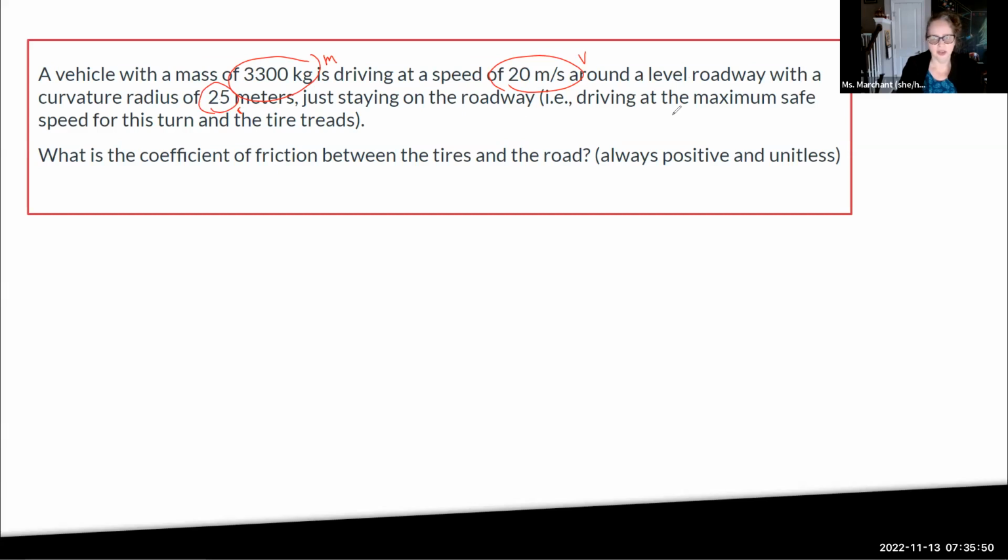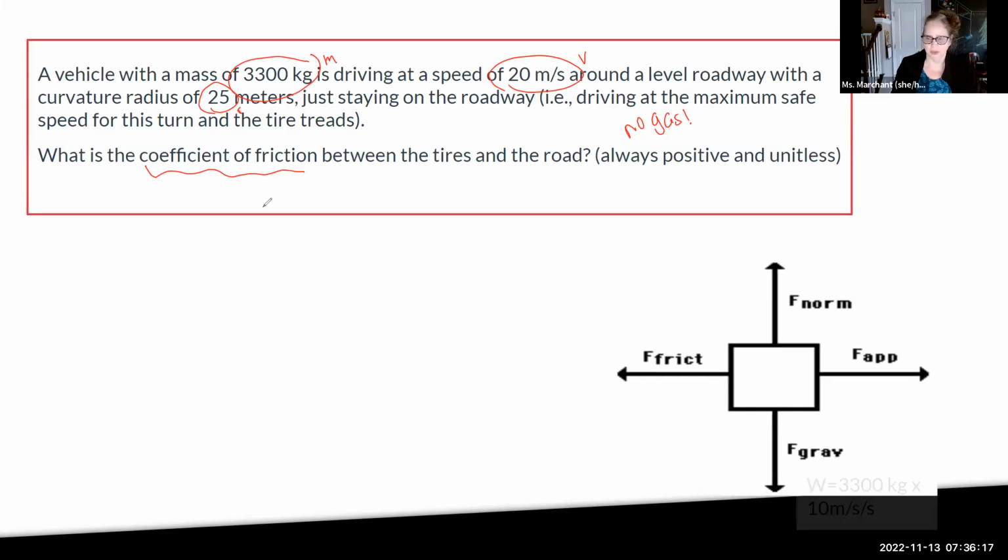Now you're just staying on the roadway, you're driving at the maximum speed, but we have a constant speed. So we're going to keep that into play. We're not putting really any gas on there. We're going around at a constant speed, so you're not going to be worrying about a true force applied here. We want to know the coefficient of friction between the tires and the road. Coefficient of friction, that is your mu.